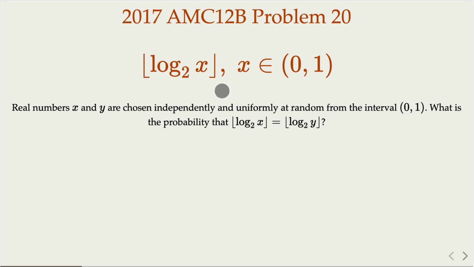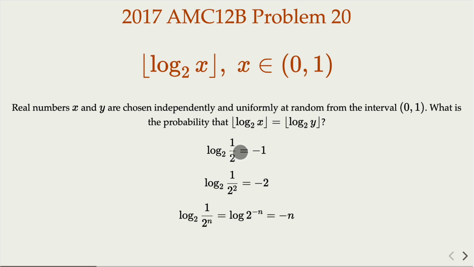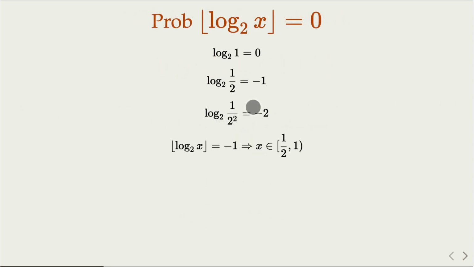In order to figure that out, it's good to find the boundary points, where this log base 2 happens to be a negative integer. For example, what is negative 1? And what is negative 2? Or negative n? That's the value here. We're looking for that. And in order for this value to be negative 1, we know that x is going to be greater than or equal to 1/2, up to 1.